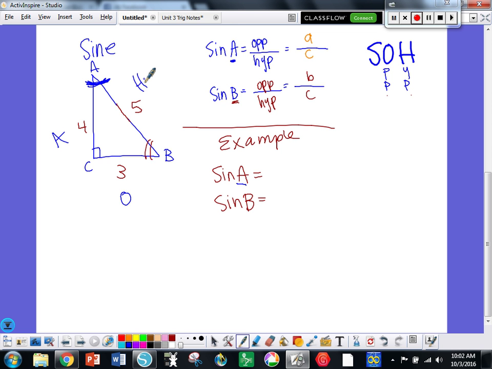So sine is opposite over hypotenuse, which is what over what? Opposite is 3. Hypotenuse is 5. Ta-da! We're done. That's all we have to do. That's it.